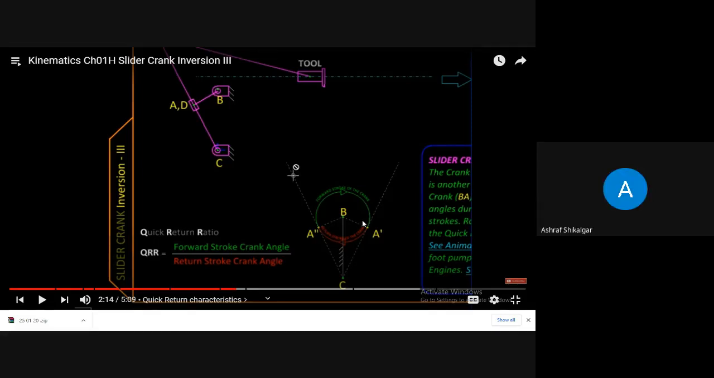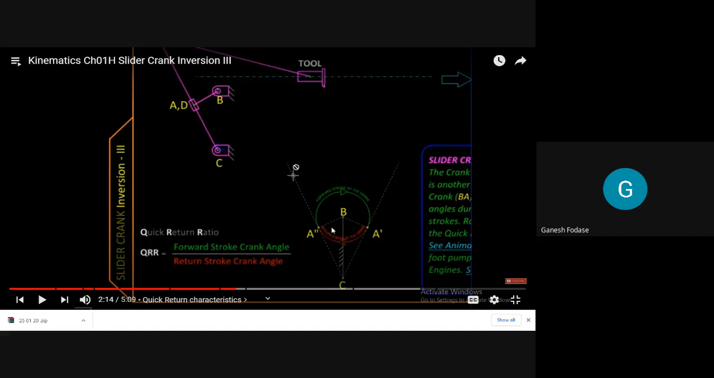Now which will be faster here? The return stroke. But why is it faster? Because of the angle. Which angle are we talking about? Remember, the angle turned by the crank, the input link. The input link is rotating with a constant angular velocity. Theta is equal to omega t. Omega is constant, so theta is proportional to time. If theta is more, time is more. If theta is less, time is less. Very simple. So as this angle is more, the time required is more, and it is the useful stroke.